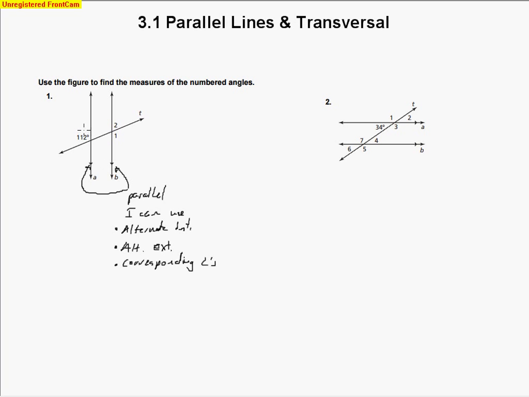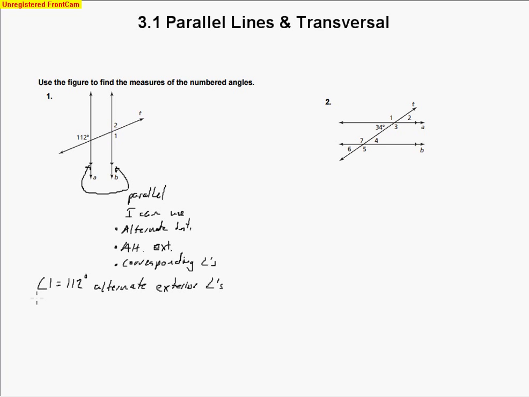So for instance, 112 degrees, that is outside the parallel line. Angle 1 is outside the parallel line. They're on alternate sides, opposite sides of the transversal. So I could say angle 1 equals 112 degrees, because those are alternate exterior angles.